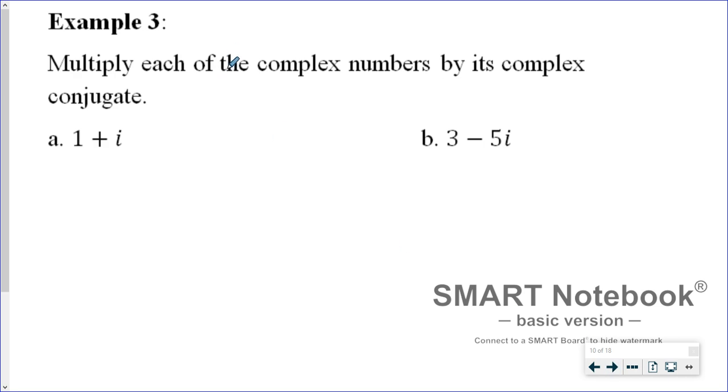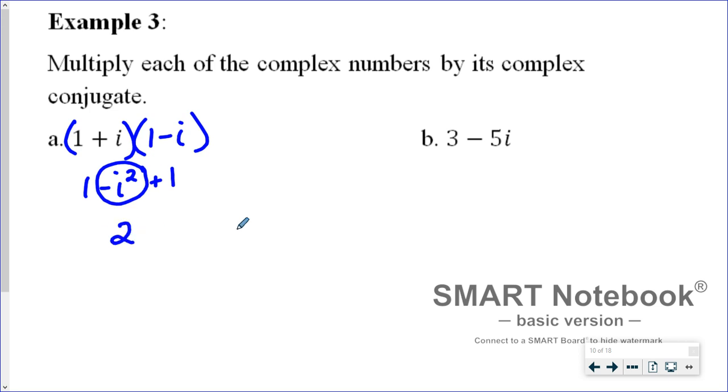Okay, so multiply each of the complex numbers by its complex conjugate. If we have 1 plus i, then its complex conjugate must be 1 minus i. So when we multiply this, we will get 1, and then we will get minus i plus i, which will cancel out, and then minus i squared. Of course, minus i squared is plus 1. So this is just 2.